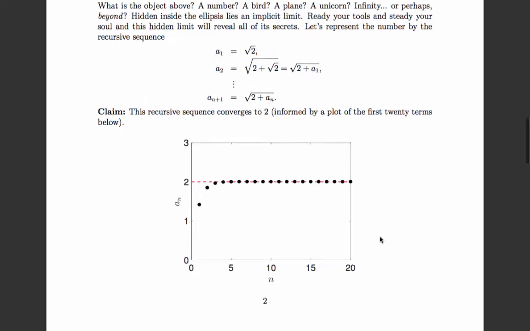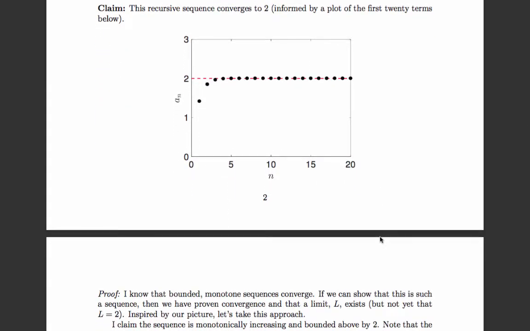So, let's use that to formulate a plan. From this picture, I'm going to make a claim. The sequence converges to 2. That's my claim. Now, note, this picture is not a proof. Right? We don't know what happens in the 21st entry, or the 30th entry, or the 172nd entry, or the Googleplexith entry. So, in spite of the picture, and however compelling it may be, we still have to prove the claim. So let's prove it.